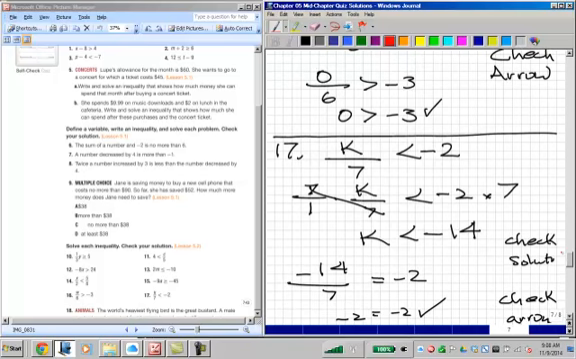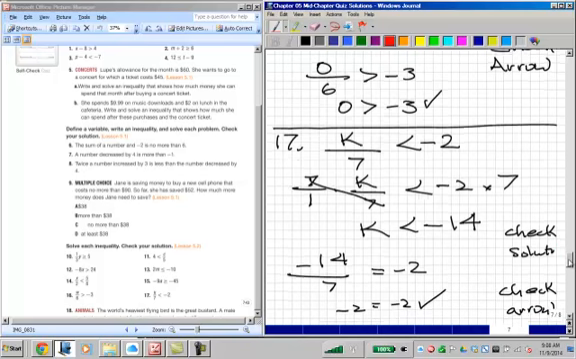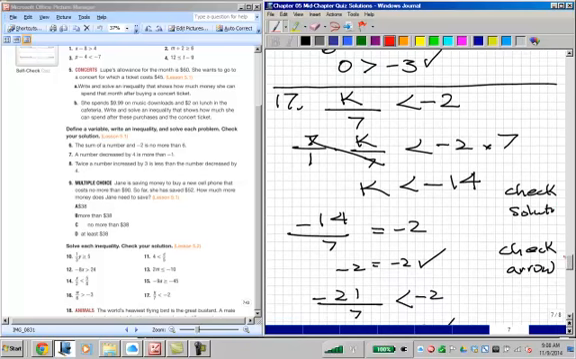Okay, 17. K over 7 is less than negative 2. Multiply both sides by 7, and you get K is less than negative 14. Once again, substitute an equal sign for the inequality conjunction and plug in the solution. Both sides should be equal. Negative 14 over 7 equals negative 2. Negative 2 equals negative 2.